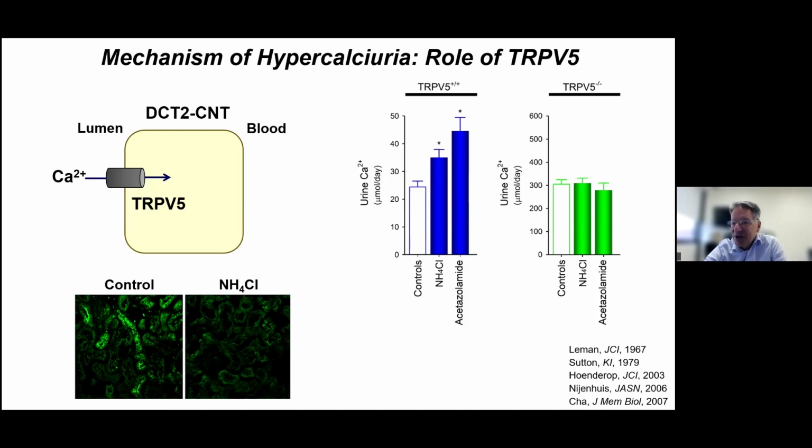You don't get any more calcium coming out, which proves that it's, at least in this model, all due to TRPV5. The baseline's higher, and there's no response to metabolic acidosis. So showing you that the hypercalciuria response here was all TRPV5. And so that's the thought in humans too.